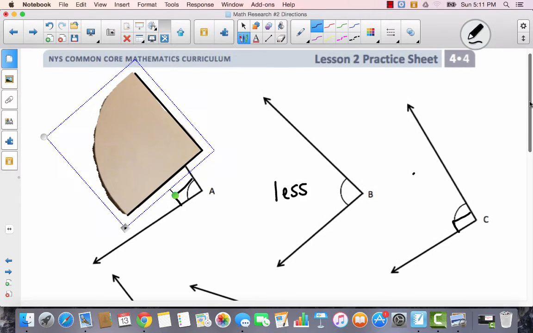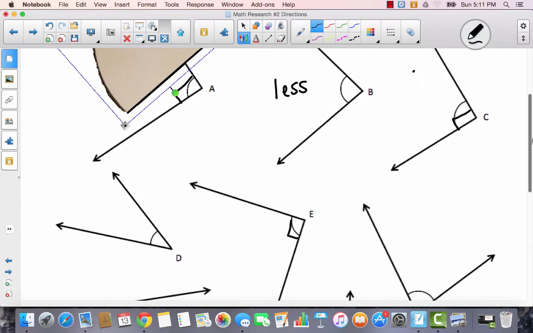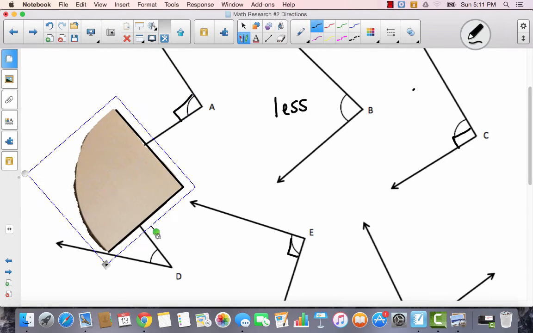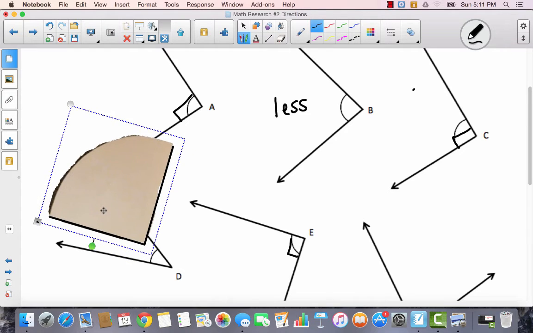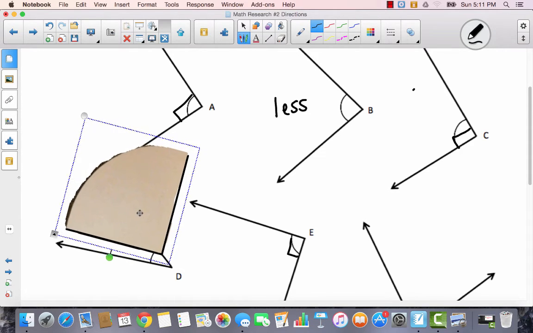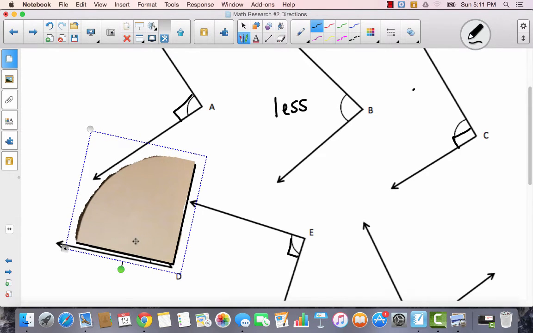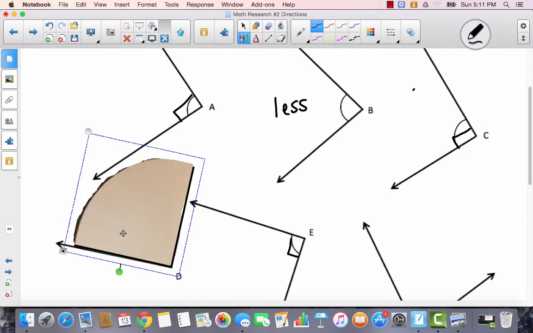down to another one. So let's see if we can find another angle that's less than a right angle. D looks like it's less than a right angle, so let's try it. So I'm going to turn it so that it fits inside the angle. So look at what happens when I put the right angle template onto angle D. See how the other line segment or ray is hidden behind my template? That tells me that this is less.